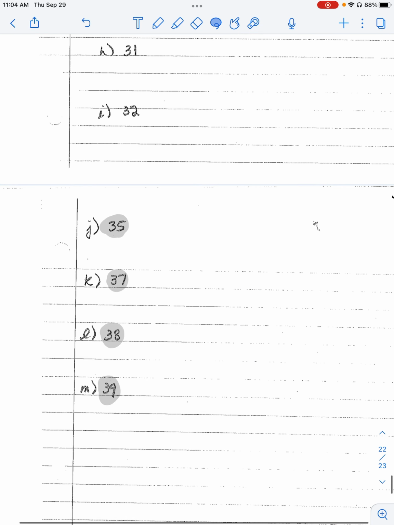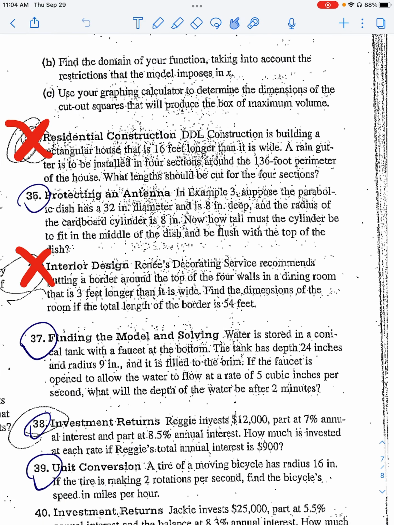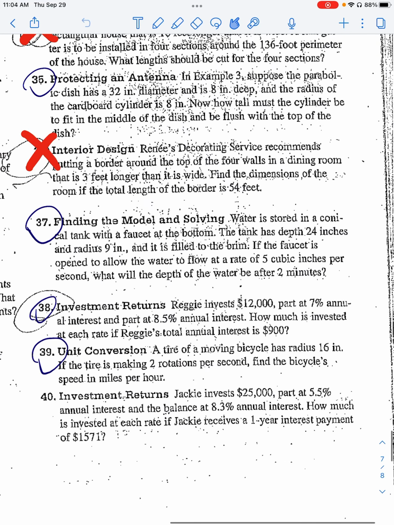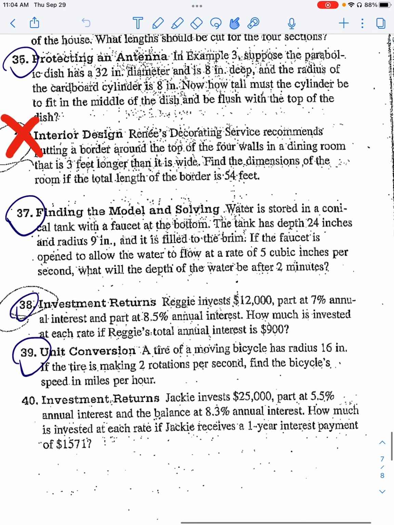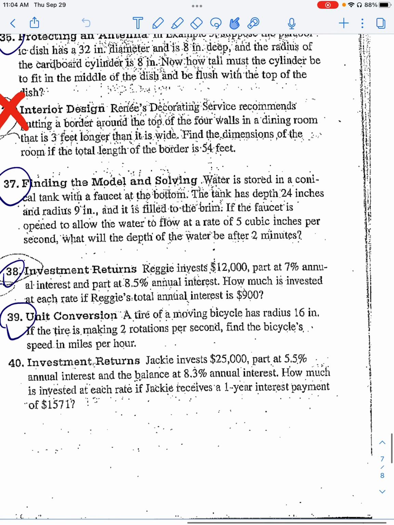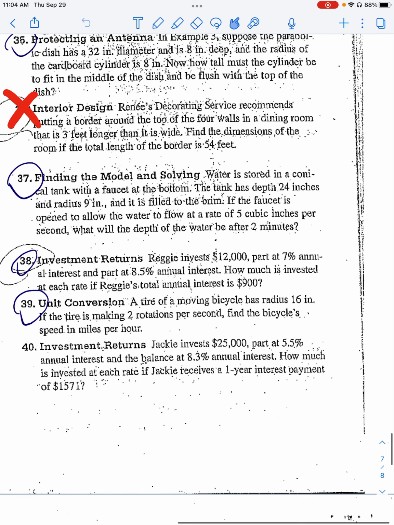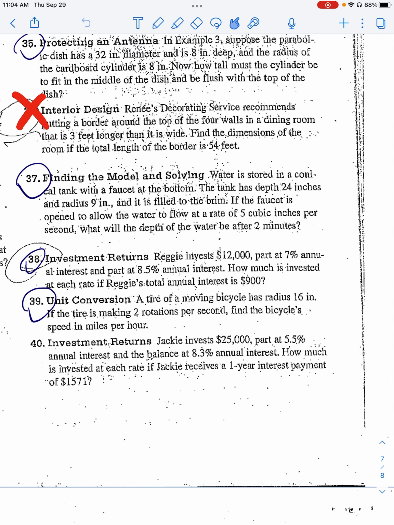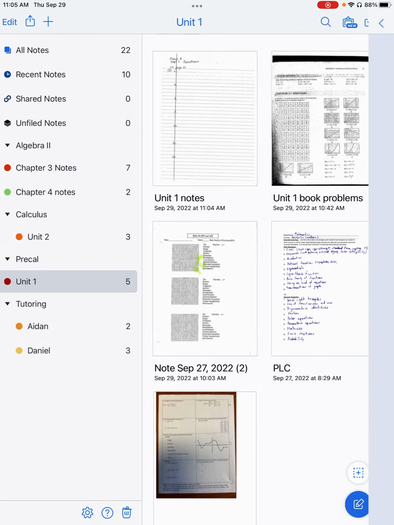All right, let's move on to 37 here. So we have water stored in a conical tank with a faucet at the bottom. The tank has a depth of 24 inches, and it has a radius of 9 inches, and it's filled to the brim. If the faucet is open to allow the water to flow at a rate of 5 cubic inches per second, what will the depth of the water be after 2 minutes?